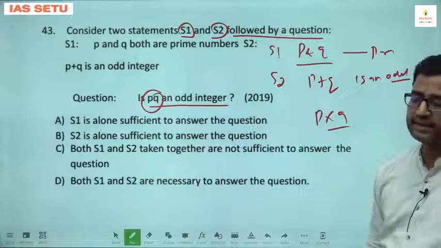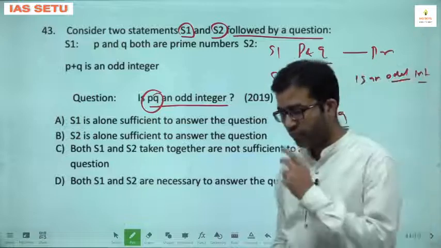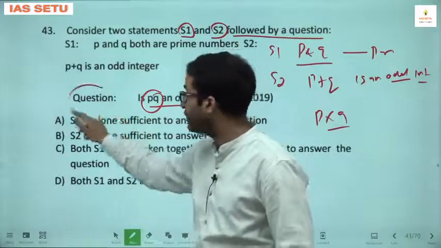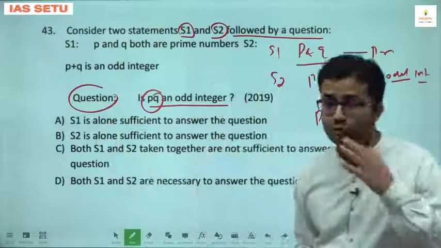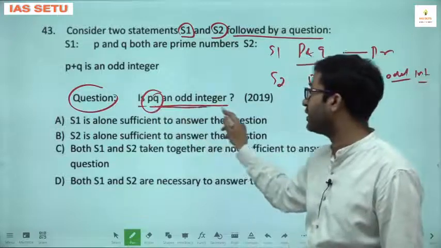There is a catch in this question. In this type of question, where statements are given and there is a question inside the question. What is the question inside the question? Is p into q an odd integer?